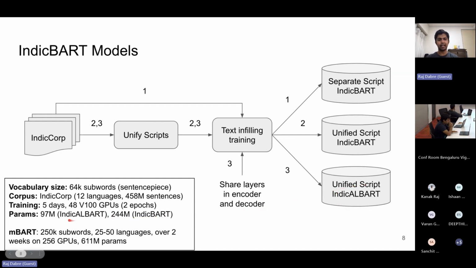Now, these models are very tiny, 97 million parameters to 244 million parameters. And when you compare them to existing models like MBART at that point of time, which had 611 million parameters, these models were quite compact and focused specifically on Indian languages. Also, the data that we trained on was rather small, but as you'll see, the results were pretty interesting.